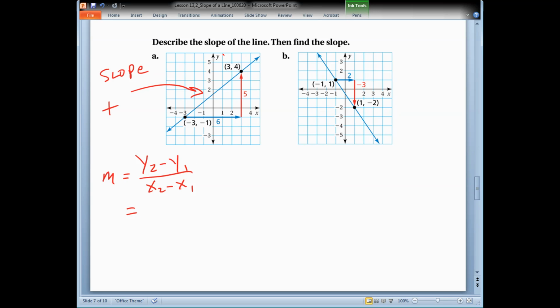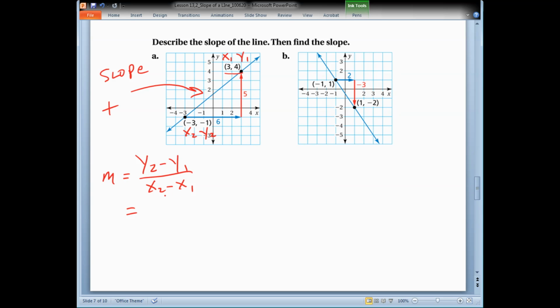What I like to do is label my points so I don't get them confused. I don't pick this negative 3 as my x sub 2 and then the 4 as my y sub 1. I keep the sub 1s together and the sub 2s together. It doesn't matter which way you do it. You could have said the point 3 comma 4 was x sub 2, y sub 2. You will still get the same answer when you calculate the slope.